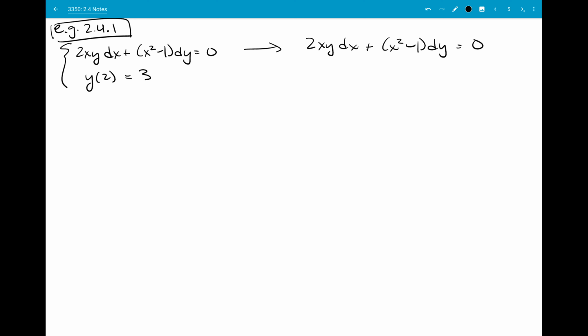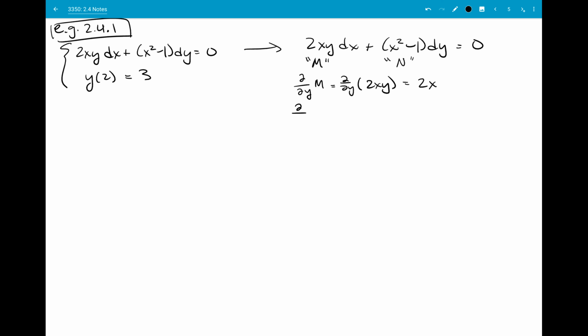And now, up to now, we've said the thing attached to dx is M, related to df dx, and the thing attached to dy is N, related to df dy. So if I want to check that it's exact, I need to take the derivative with respect to y of the thing attached to x, that's M, d dy of 2xy. And the derivative of 2xy with respect to y is just 2x. Remember how to take your partial derivatives for this section, it's important.